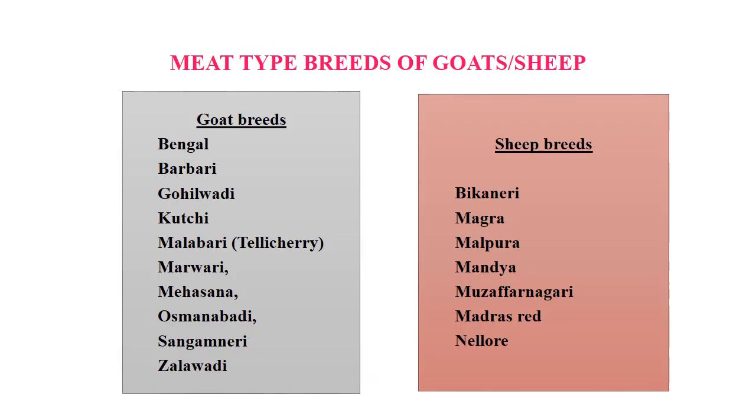Here is a list of meat-type breeds for goat and sheep, that is those breeds which are specifically for meat purpose. The first one is the goat breeds for meat purpose like Black Bengal, Barbari, Gohilwadi, Kachhi, Malabari, Marwari, Mehsana, Osmanabadi, Sangamaneri and Jalawadi. And on the right side we can see some of the sheep breeds for meat like Bikaneri, Magra, Malpura, Mandya, Muzaffarnagari, Madras Red and Nellore.